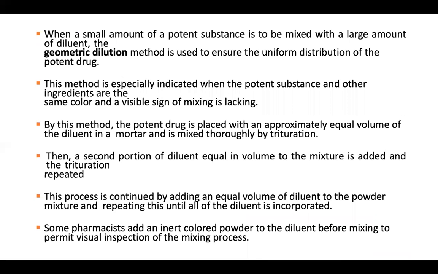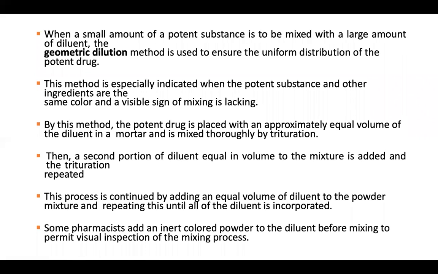When a small amount of potent substance is to be mixed with a large amount of diluent, the geometric dilution method is used to ensure the uniform distribution of the potent drug. You may have learned this geometric dilution in physical pharmacy, hopefully. This method is specially indicated when the potent substance and other ingredients are the same color and a visible sign of mixing is lacking. By the method, the potent drug is placed with an approximately equal volume of the diluent in a mortar and is mixed thoroughly by trituration.